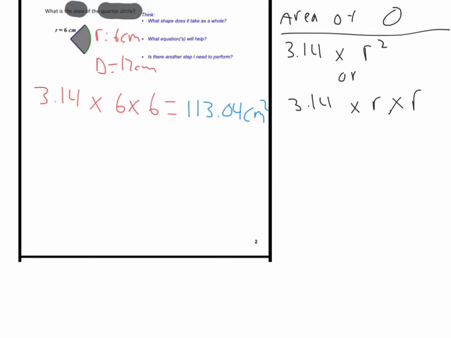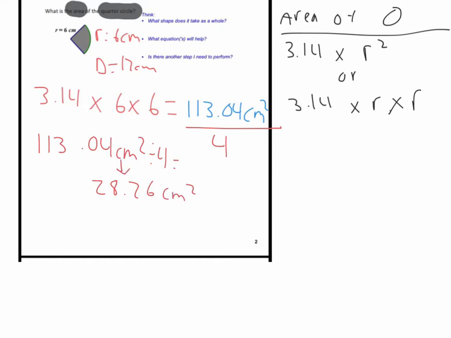To do that, you can do it 2 different ways. I like to think about, if I want to take a quarter or a fourth of something, you divide by 4. So you want to divide this by 4, and I might write that out. So 113.04 centimeters squared divided by 4. Either way you show it is fine, and that equals 28.26 centimeters squared. Alright, so that goes down there, and that is your answer.